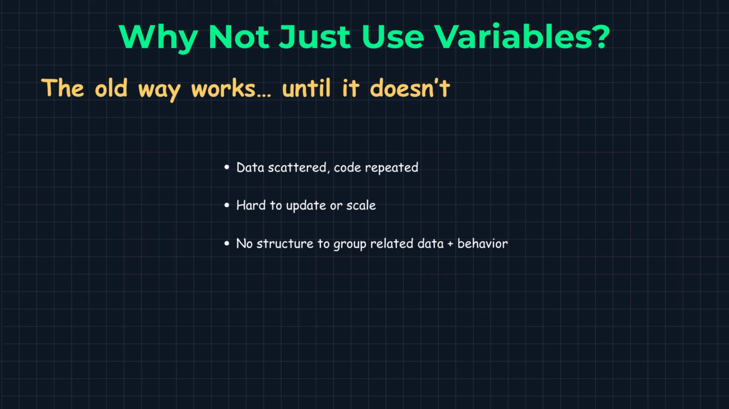Let's talk about common mistakes. When we start coding, we often just use variables and functions separately. And honestly, that's okay for small programs. But in real world apps, it doesn't work. The data ends up scattered all over your code, logic gets copied again and again, and there's no way to connect the data with the action that belongs to it. So even small changes become frustrating because nothing is grouped, nothing is reusable.